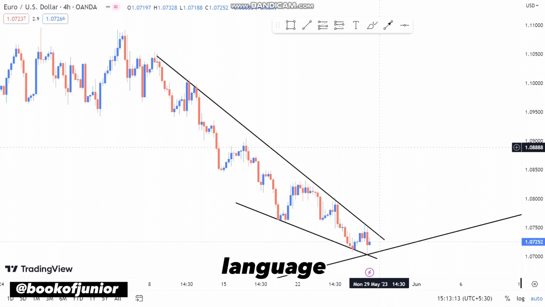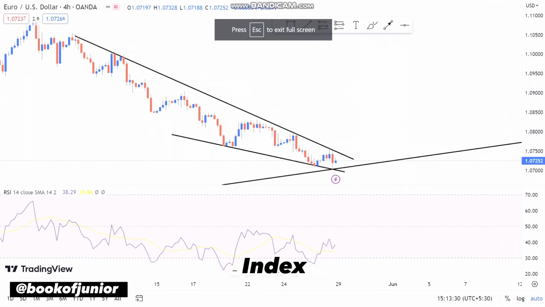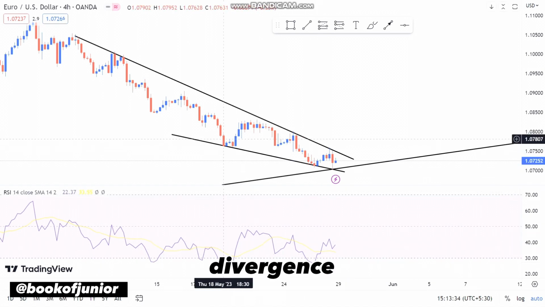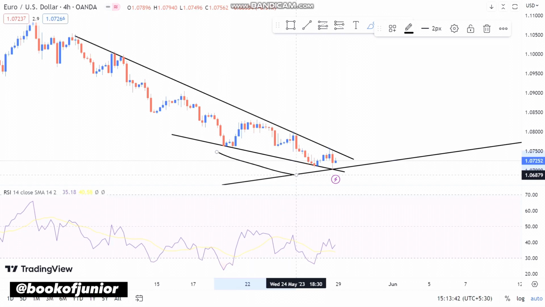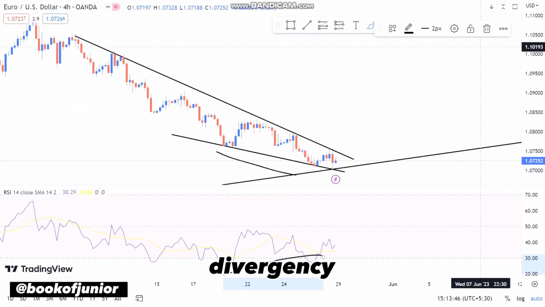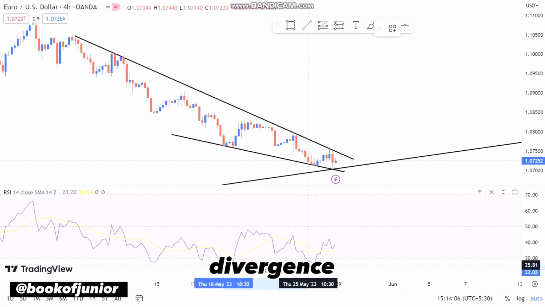Whenever I have a falling wedge, we look for divergence in the market. So we're going to apply the RSI and look for divergence. RSI stands for Relative Strength Index. When I apply our RSI, we have divergence. What is divergence? Divergence is when you have price coming down like this, and on our indicator price is going up just like this. Let me mark out the divergence so that you can see it better. So this is my divergence, as you can see.